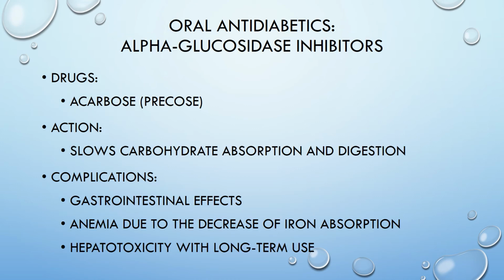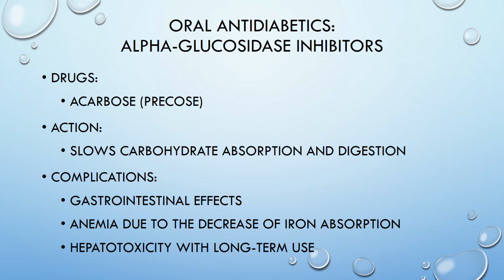Precose slows the carbohydrate absorption and digestion. Complications: gastrointestinal effects. Once again, they can take this with medication if they need to, to help decrease those effects, because they may have abdominal distension, cramping, hyperactive bowel sounds, diarrhea, excessive gas. So discontinue the medication if they need to.